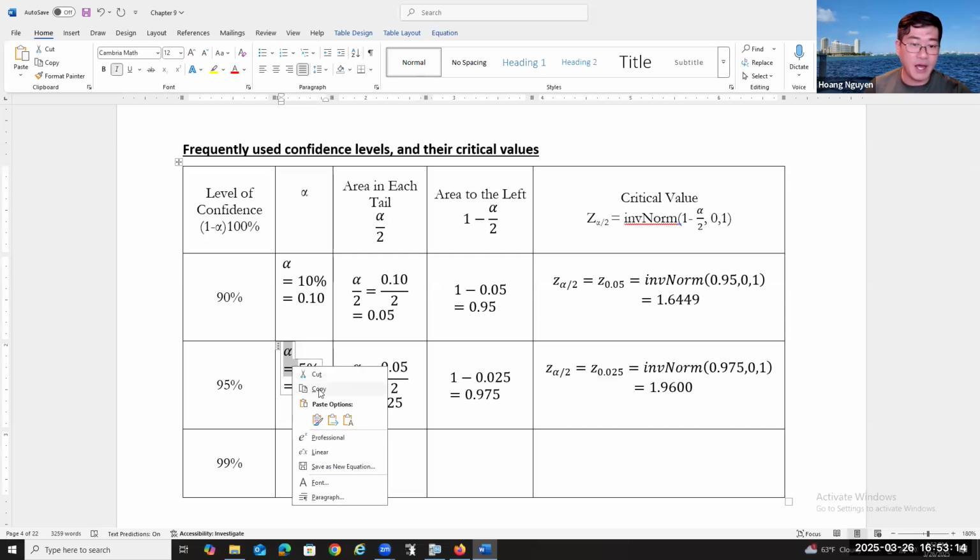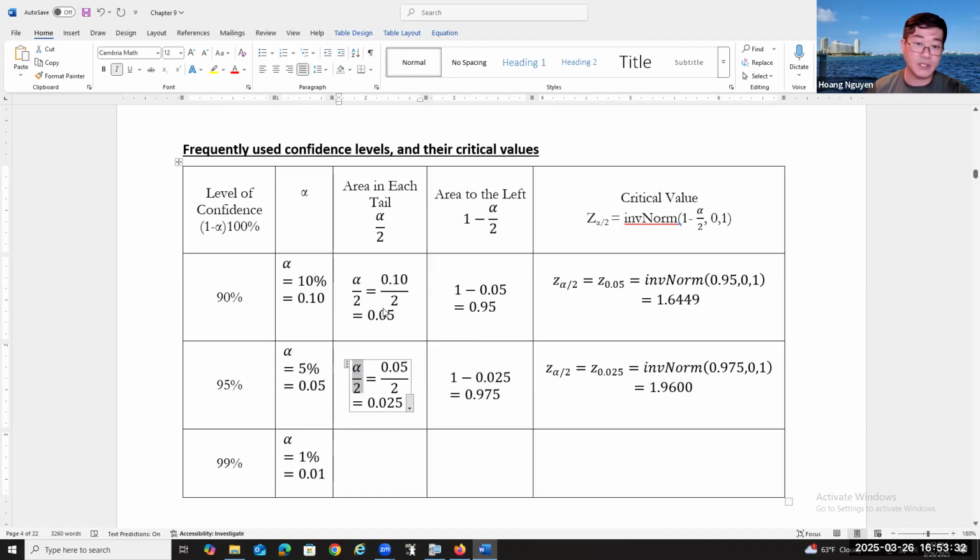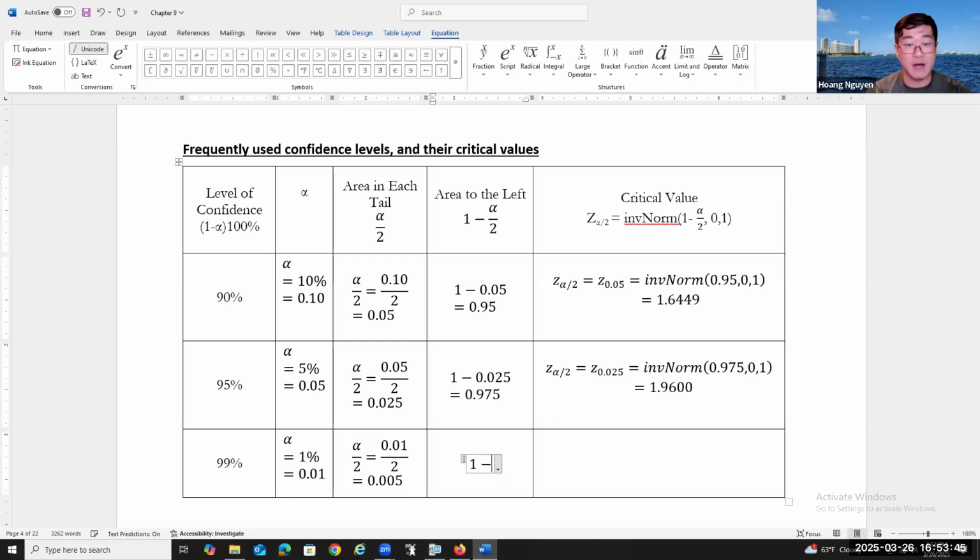So when we have the confidence level at 99%, then 1 minus alpha is equal to 99%. So what should alpha be? So alpha is equal to 1%, which is 0.01. After we got alpha, we're gonna divide alpha by 2. We do the same procedures. So it's equal to 0.01 divided by 2, 0.005. Now, after we got alpha over 2, we're going to do 1 minus alpha over 2, 1 minus 0.005. That's going to be 0.995.